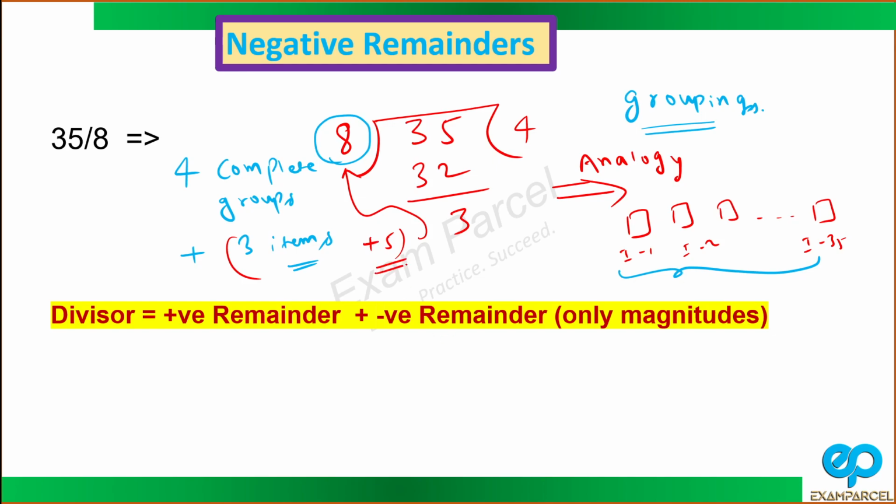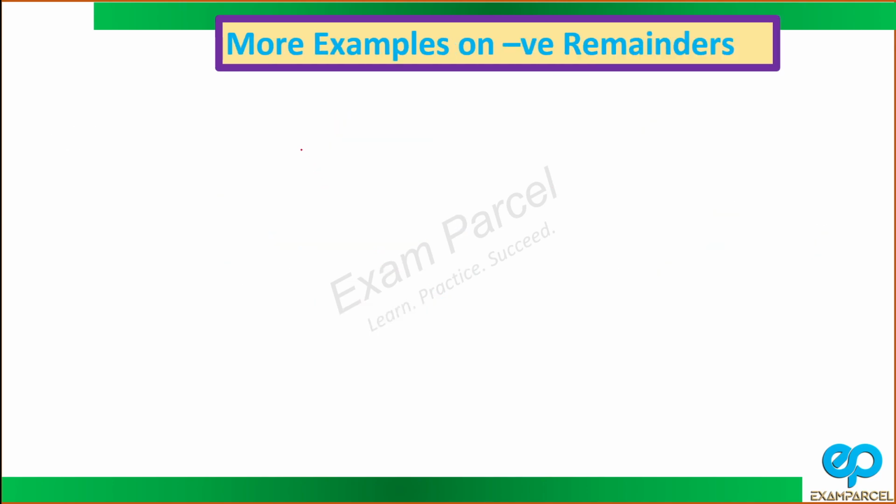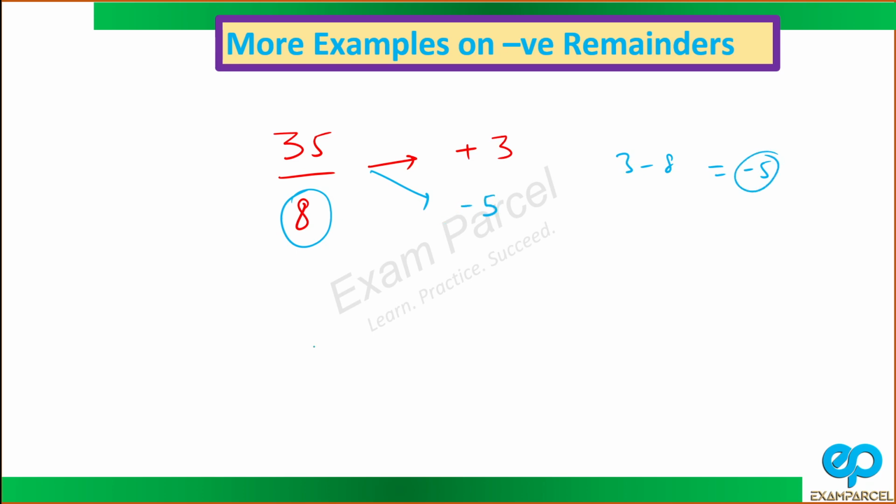Now this 5 is nothing but the negative remainder. So how I will denote it: let's say 35 by 8, I get a positive remainder of plus 3. Now if I want the negative remainder, then I will subtract my divisor from this. So 3 minus 8 will give me minus 5. So this is my negative remainder. In other words, this says how many extra items I need to form a complete group.